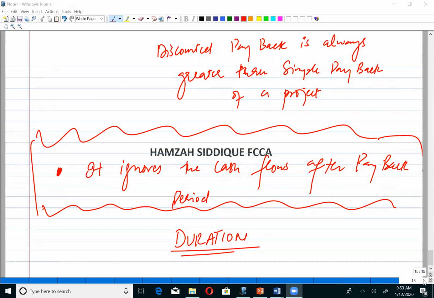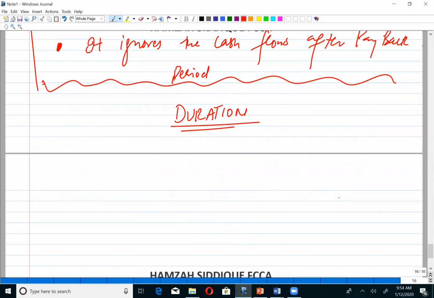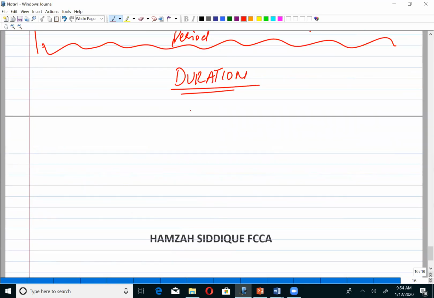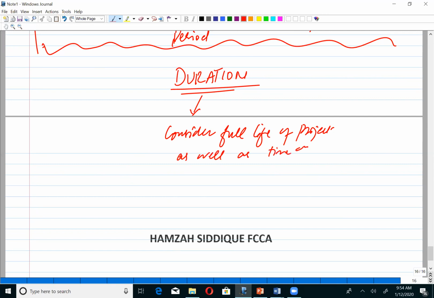Duration is an investment appraisal technique which considers the full life of the project as well as the time value of money as well. It considers both one and second two.